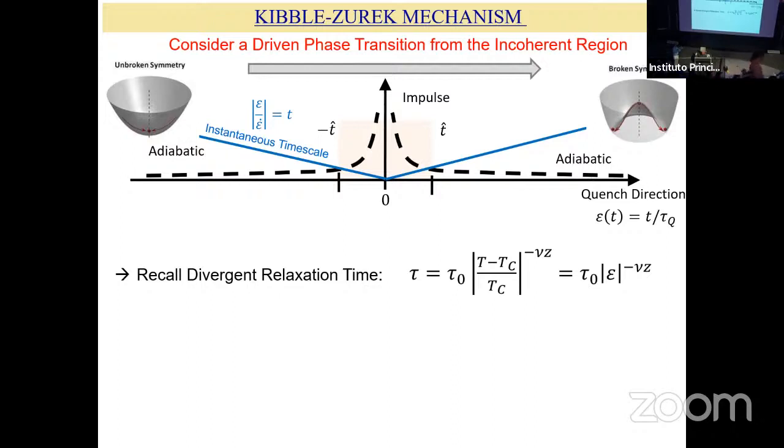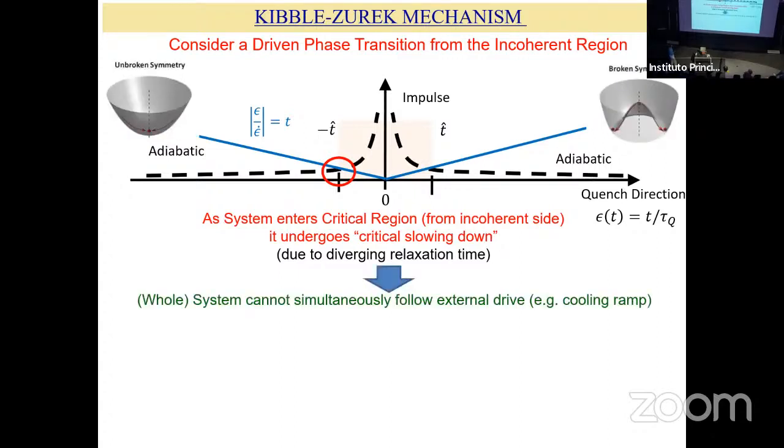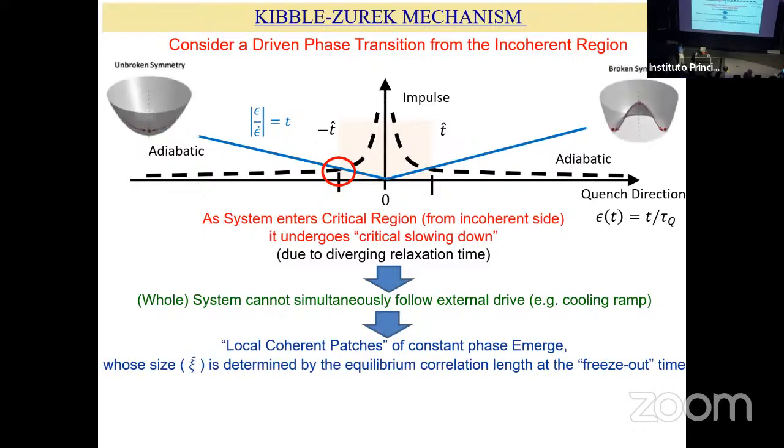So it develops symmetry breaking. Different parts of the system behave differently. And this is the so-called impulsive regime near the critical point. Okay, so as it enters from the incoherent side, we have this critical slowing down because of this divergence in the relaxation time, and the whole system cannot follow the external drive.